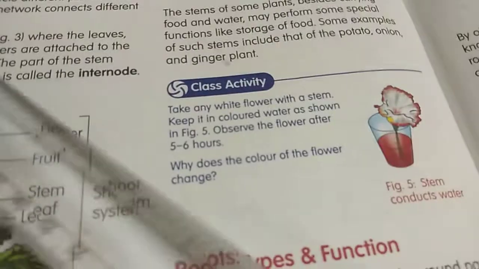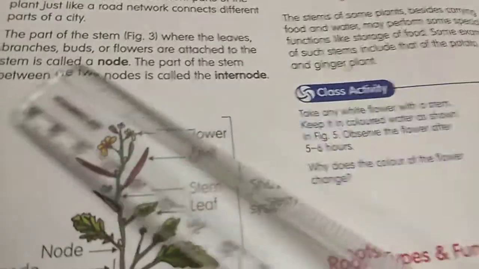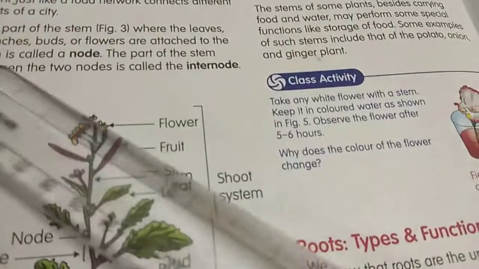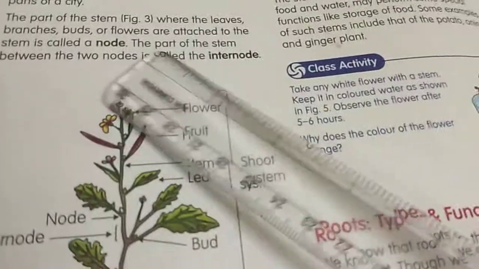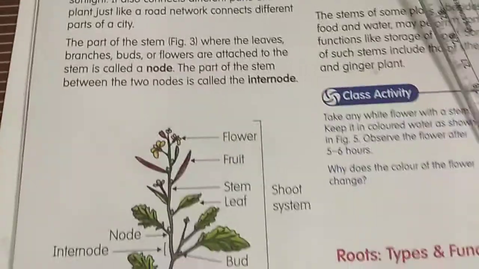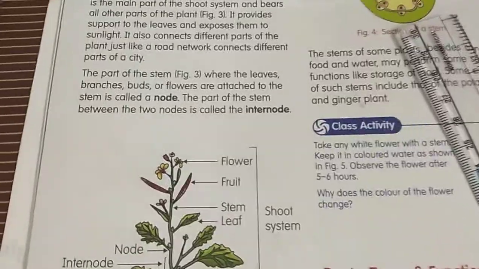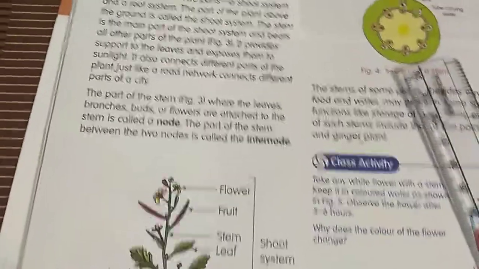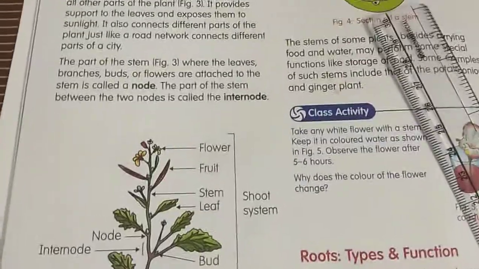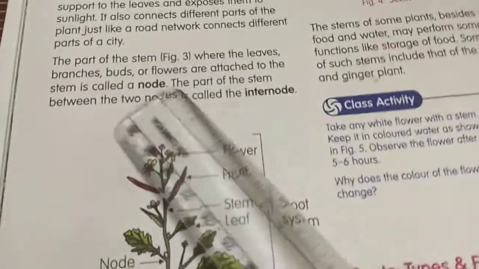Then the part of the stem where the leaves, branches, buds or flowers are attached to the stem is called a node. The part of the stem between two nodes is called an internode. Actually, there are two important parts in the stem which you should know. In higher classes, you will use these words in many small research works. You see in the book they have given them in dark letters: node, internode.